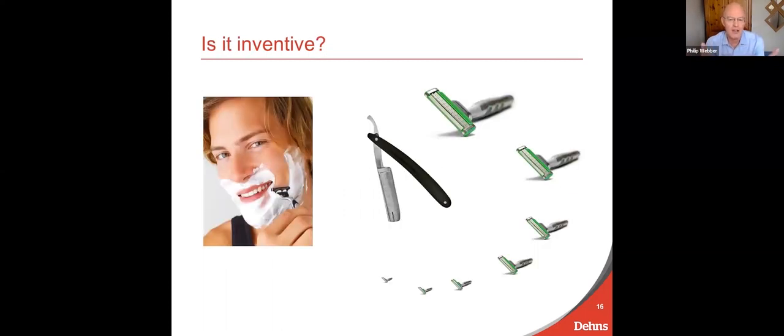So going back to my example here, jumping from the cutthroat razor to the safety razor, the safety razor has very different features. Arguably, you've got a good invention there, and it's not obvious. But once one blade is known, is it obvious to make 2 blades, or 3 blades, 4 blades, 5 blades?